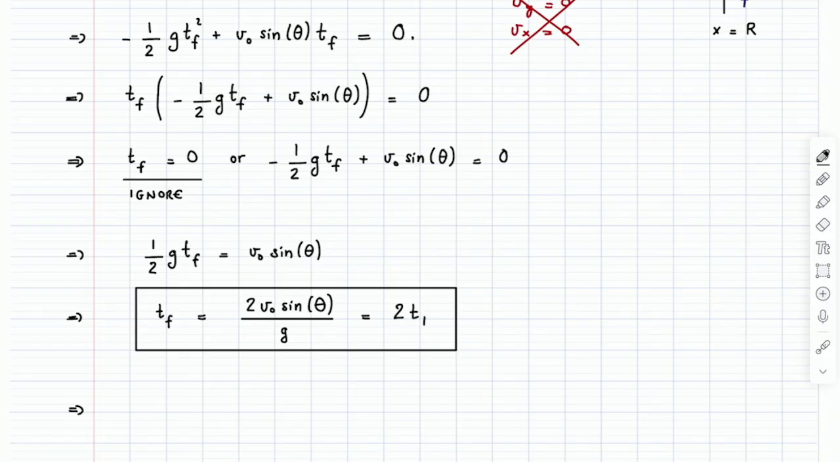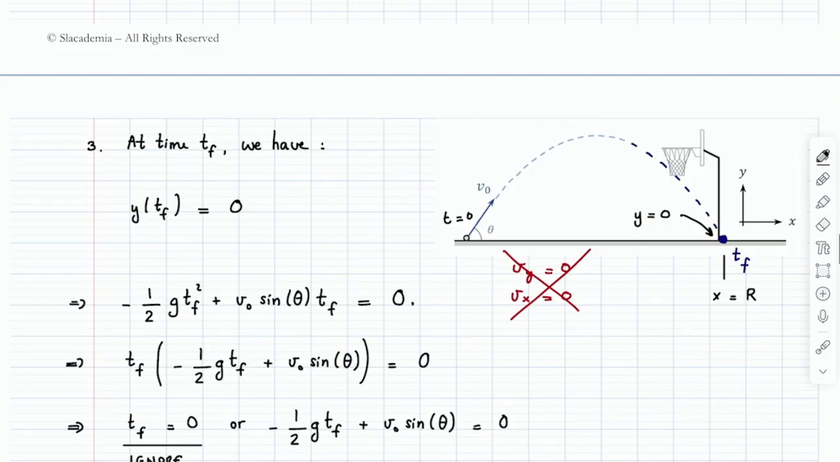T final is 2t1 is only true, and pay attention, okay, I'm going to say it again for those in the back. T final equals 2t1 is only true because this parabola is symmetric. So if this is t1, the time it takes to go from here to here will be the same time as it takes to go from here to here, but it is only valid because you start on the ground and you end up on the ground, okay.